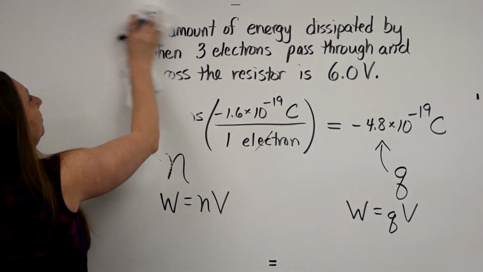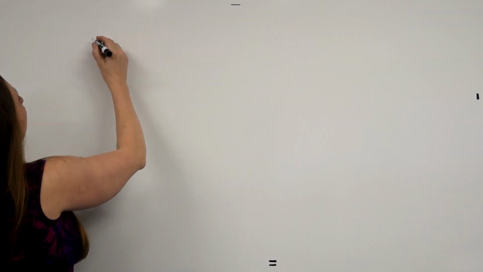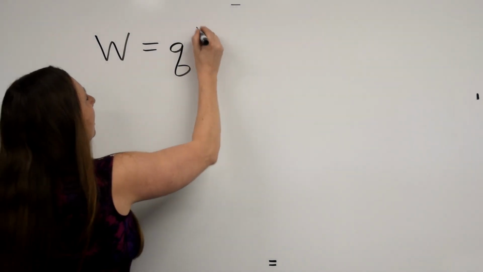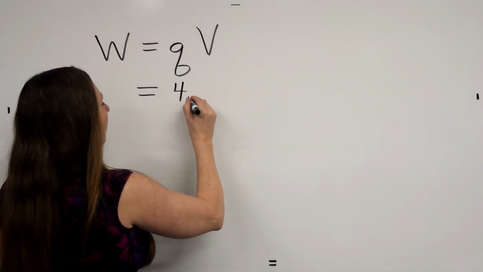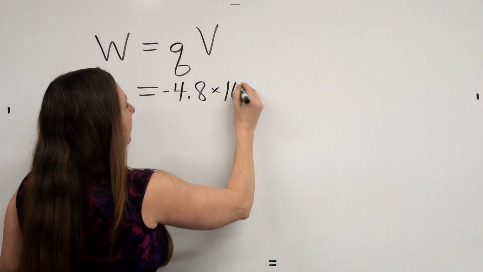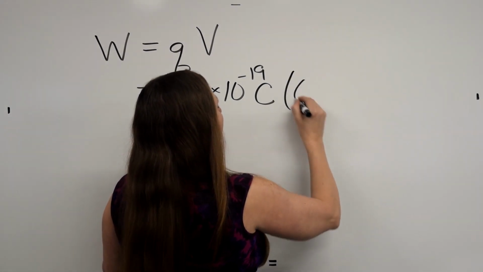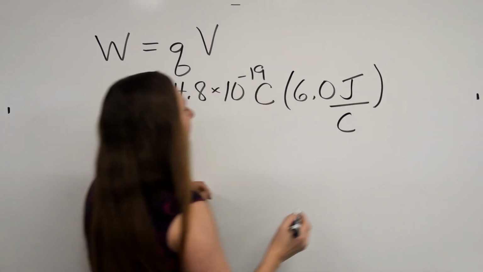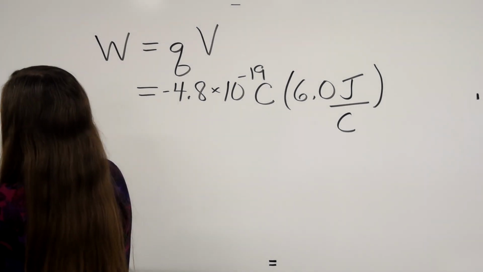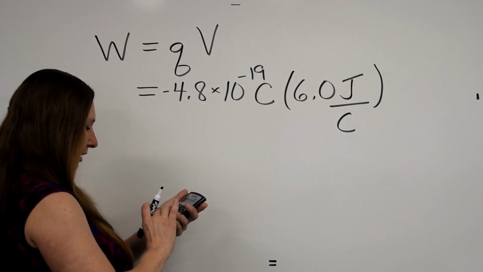So let's do both versions. Or actually, let's do one version, and then let's convert electron volts to joules. So let's do W equals Q times V first. The charge on the 3 electrons was, actually it's negative, 4.8 times 10 to the negative 19 coulombs. Now, volts, we had 6 volts, and that would be 6. A volt is a joule per coulomb. So we're going to multiply 4.8 times 10 to the negative 19 times 6 volts.